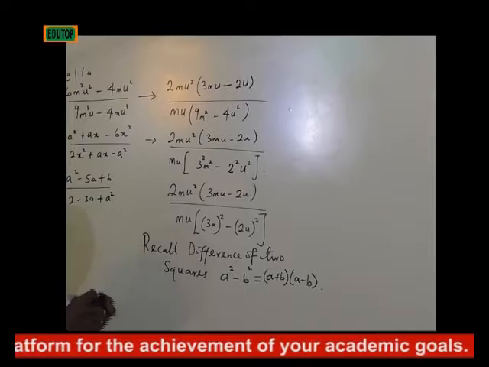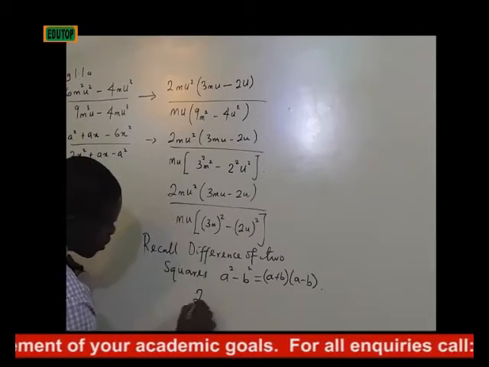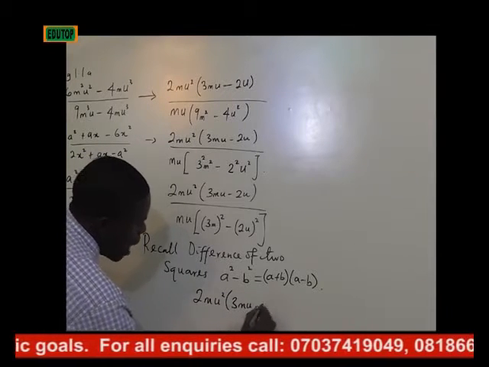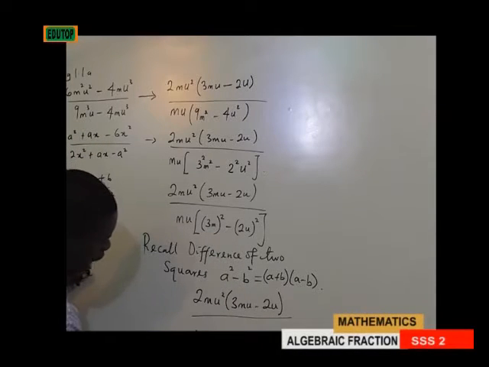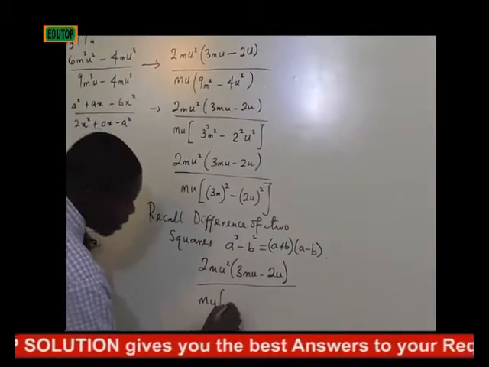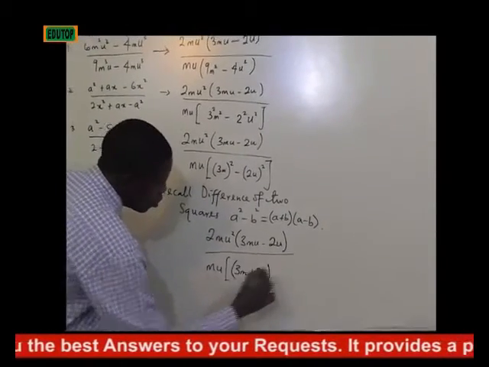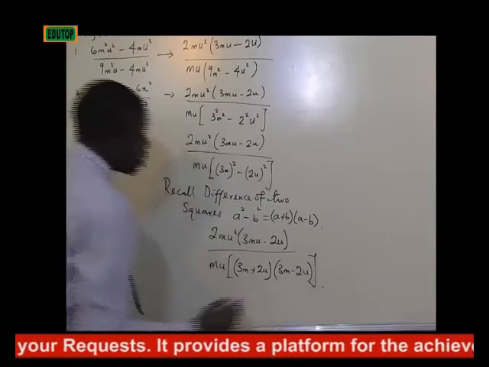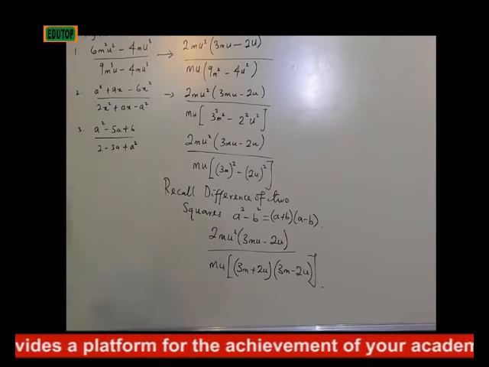So by so doing, I can now rewrite what you have here as, let me write the numerator first, 2mu square into 3mu minus 2u. That's the numerator. Then the denominator, I have my mu outside, then a complex bracket. Then I can now write 3m plus 2u into 3m minus 2u. So that's the application of difference of two squares there.